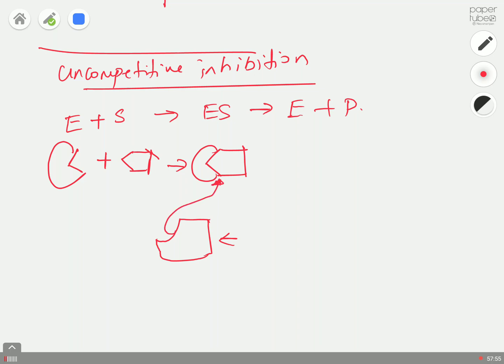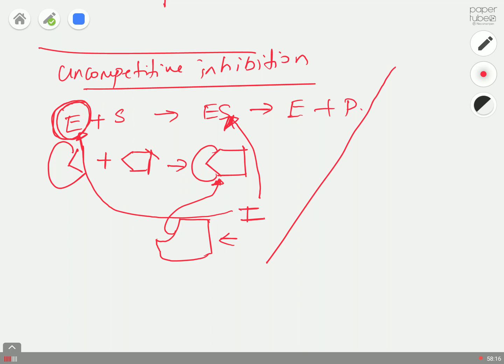So our inhibitor will only act on the enzyme substrate complex, but it will not compete with the substrate directly on the site on the enzyme. That's how uncompetitive inhibition will work. So it's slightly tricky. Maybe I have to draw a better picture. Maybe I will do that in the next lecture, but that's what we are going to do.